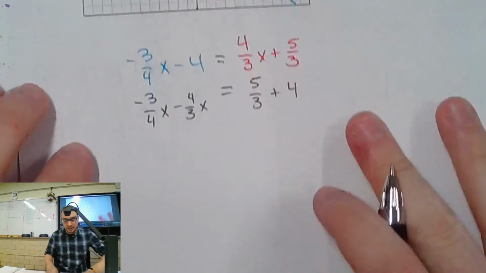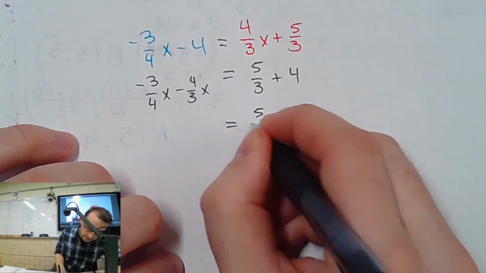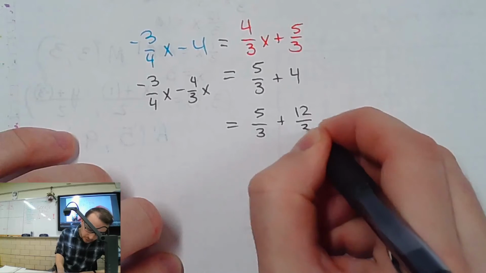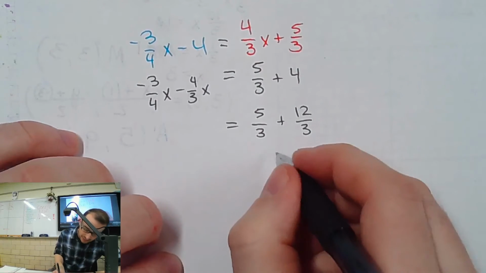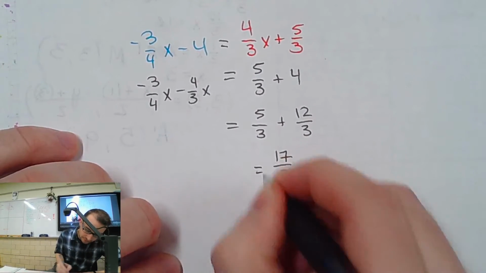I need common denominators. How many thirds are in the number 4? 12 thirds, because 12 divided by 3 is 4. So I've got a total of 17 thirds over here.